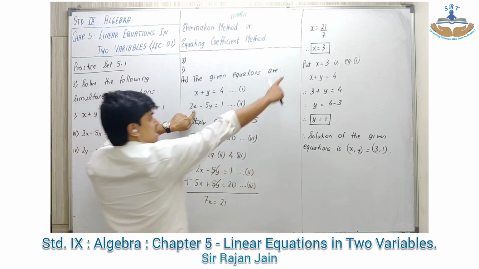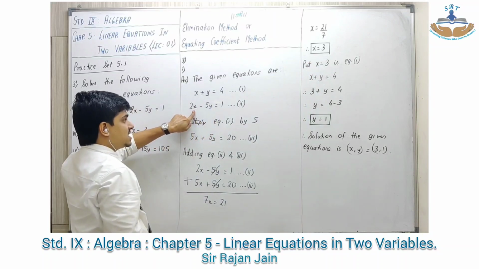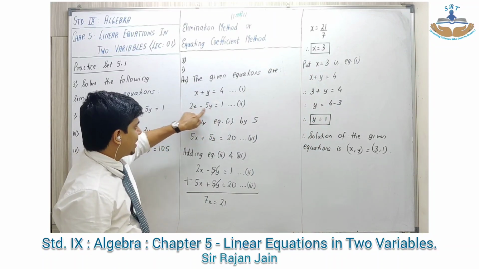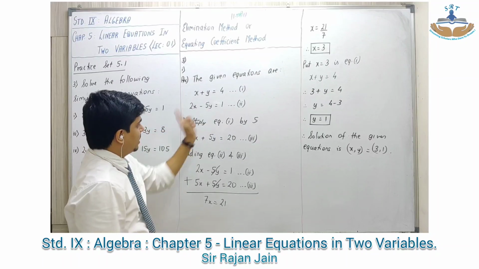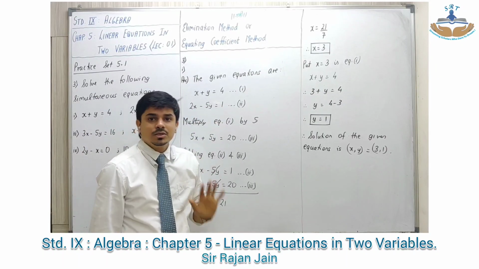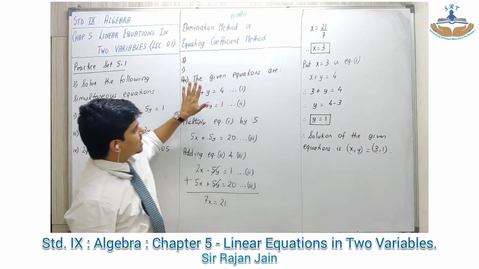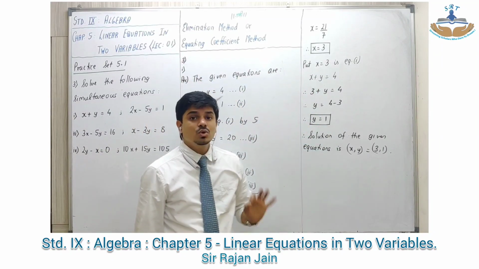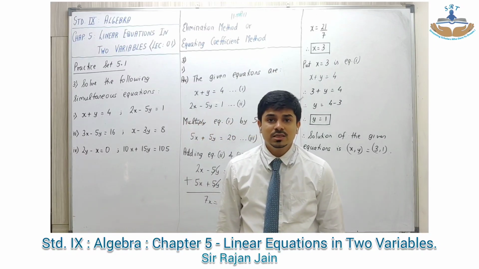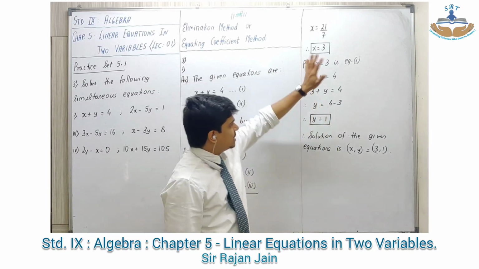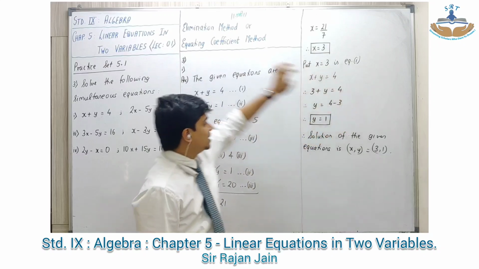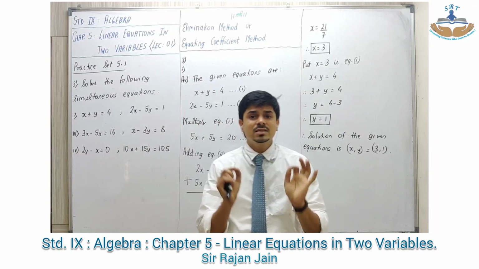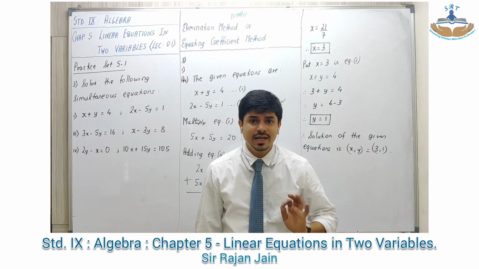Take the second one. 2 into x के जगह पे I'll put 3. 2 3s are 6. Y के जगह पे 1. 5 into 1 is 5. 6 minus 5. Answer is 1. And right hand side also is 1. So both the values satisfy both the equations. Hence the answer is correct. This way you can even verify that your answer is right or wrong. If the values of x and y that you have got do not satisfy the equation, you should understand that you have done some or the other mistake and that is not the correct answer.